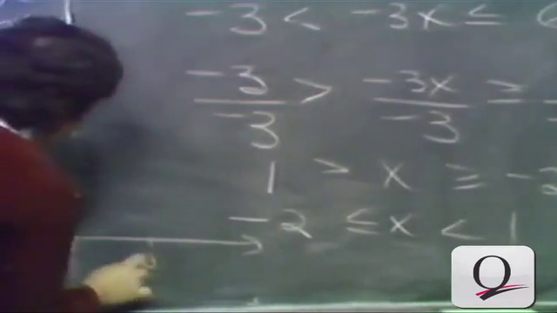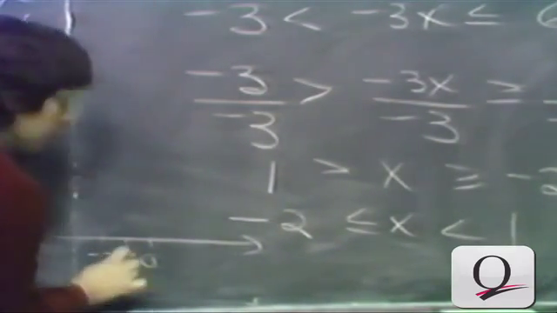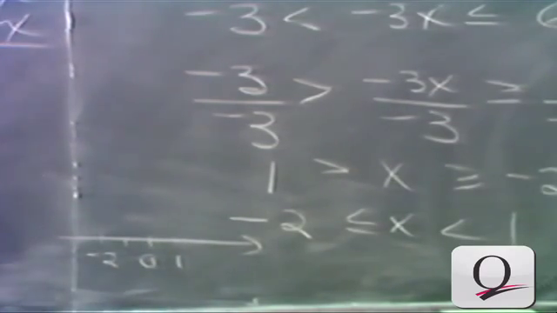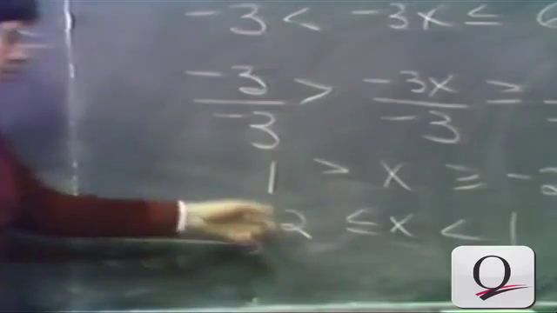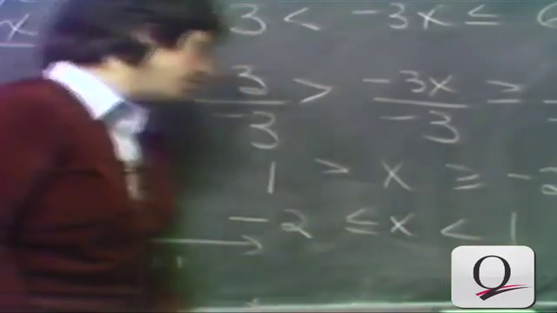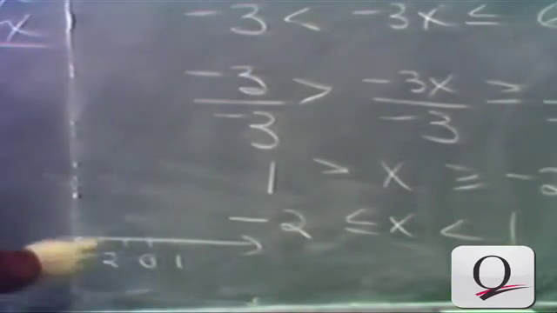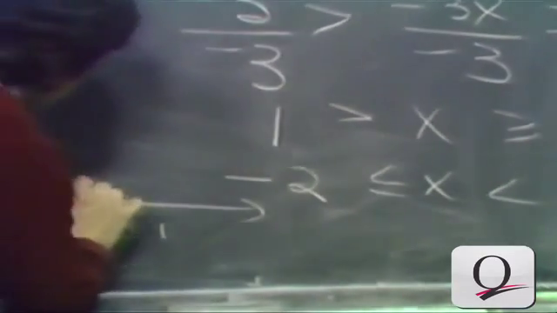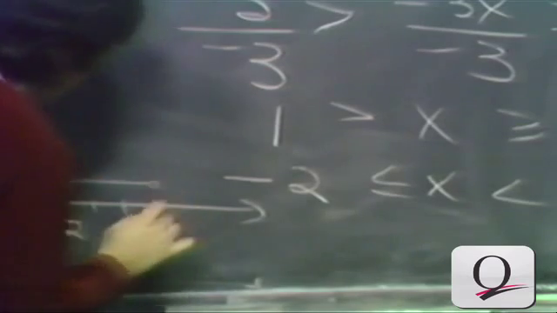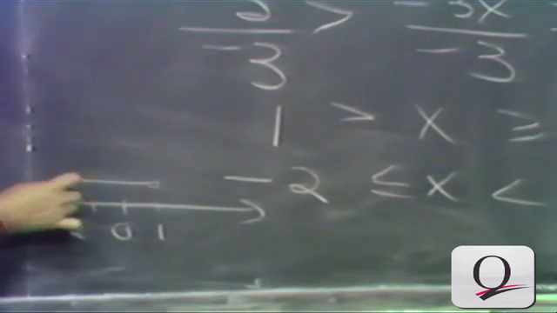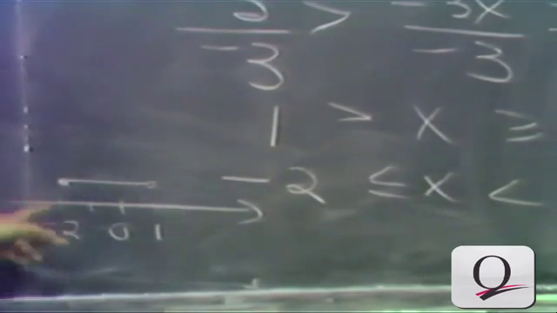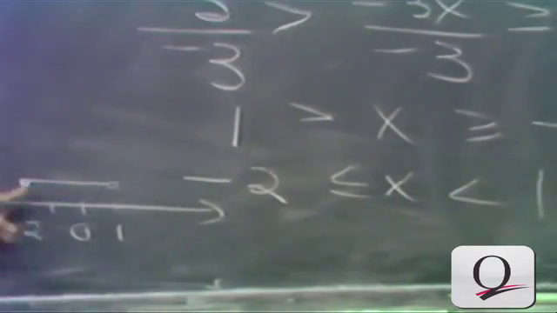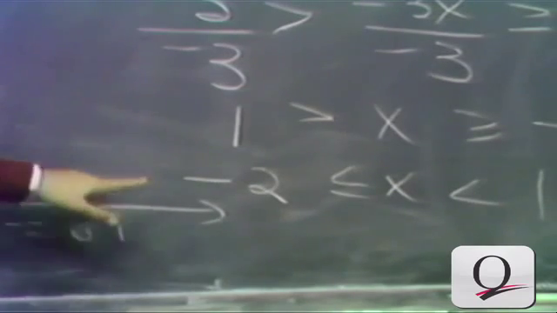This is 0, minus 2, and 1. All x values that are greater than or equal to minus 2 and less than 1. In other words, everything between minus 2 and 1, including minus 2, up to but not including 1. So we have the following: the numbers that are greater than or equal to minus 2 and less than 1 at the same time, between minus 2 and 1, including minus 2 but excluding 1.